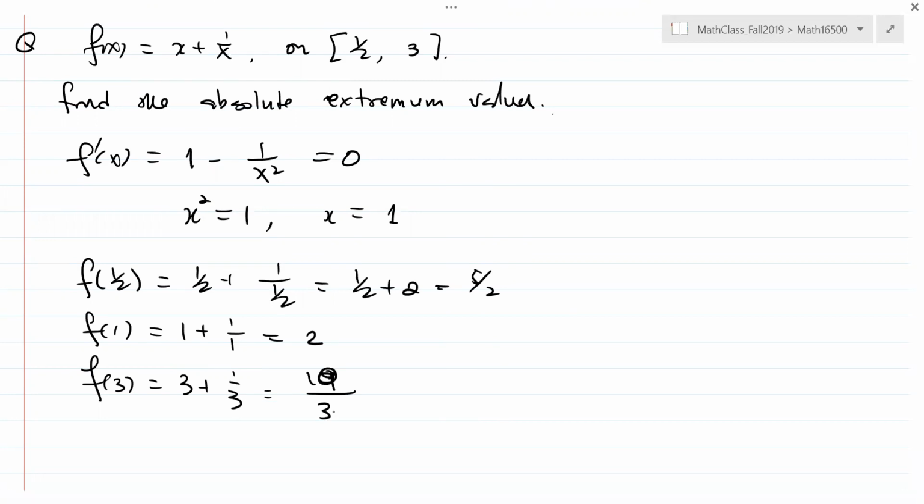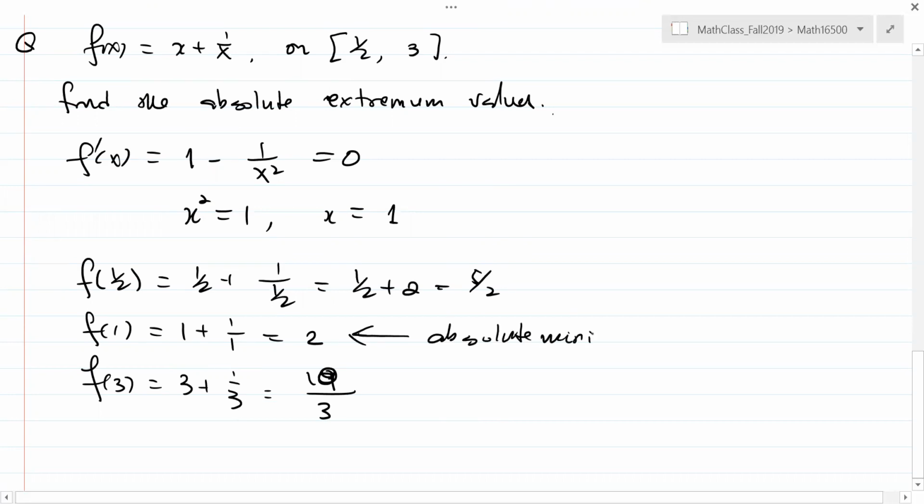Which one is the smallest number? That's the smallest number, so this should be the absolute minimum value. This will be the absolute maximum value. Simple, right? When we talk about value, it's a number.